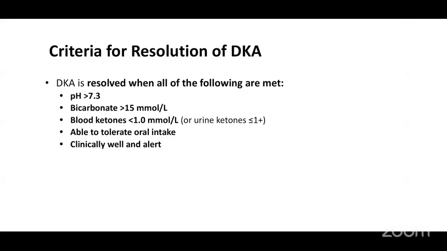When do you say that DKA is being resolved? Their criteria: pH has to be in the normal range, it has to be more than 7.35. The bicarbonate has to be more than 15. Blood ketones have to be less than 1 millimole per liter. If not feasible, then urine ketones can be done, less than or equal to 1 plus.